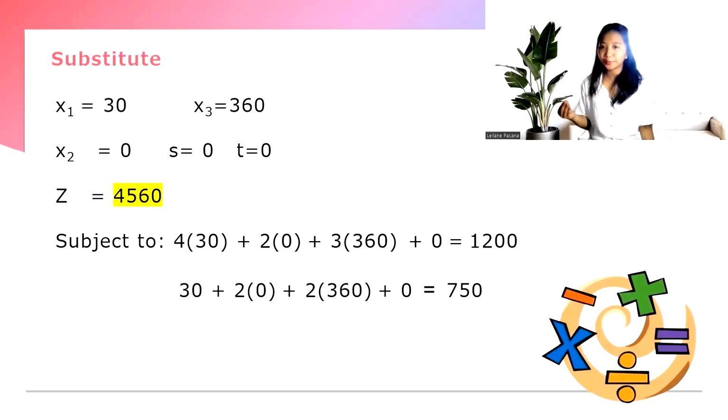So how do we interpret this result? Actually, the eatery can obtain the maximum profit of 4,560 if it will produce 30 of the first variation of food pack, 0 for the second variation of food pack, and 360 for the third variation of food pack, with no unused hours, because we don't have slack variables. So all 1,200 hours and 750 hours will be used in order to obtain this maximum profit in their production.